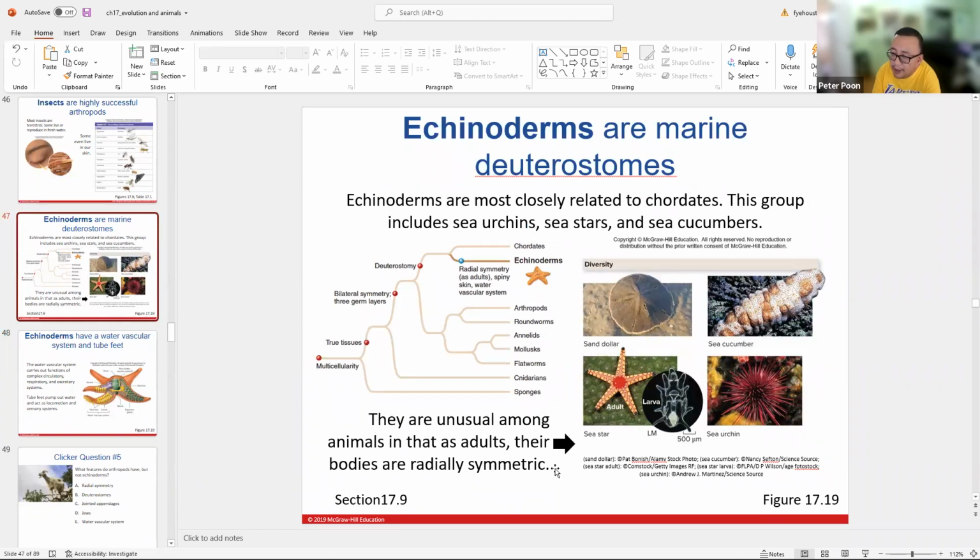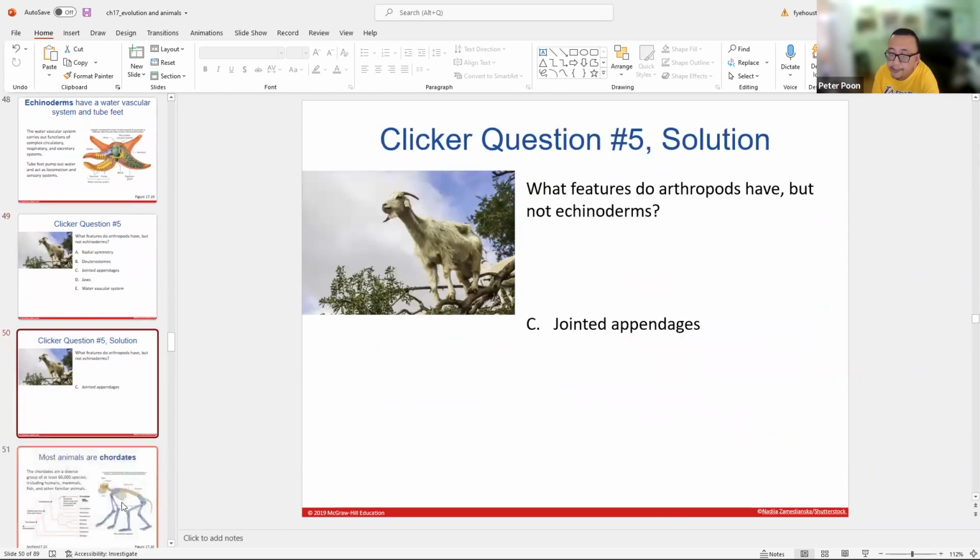They are unusual in that, among animals, as adults their bodies are radially symmetrical, except when they're larvae. Like other groups' larvae, they aren't radially symmetrical. They're bilaterally symmetrical as larvae. Somehow they turn into the adult shape.